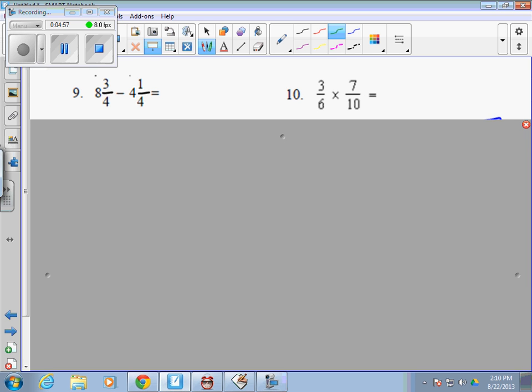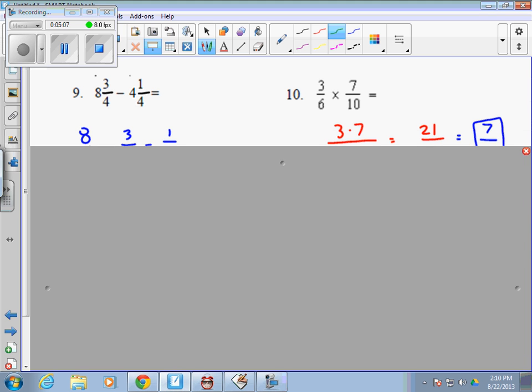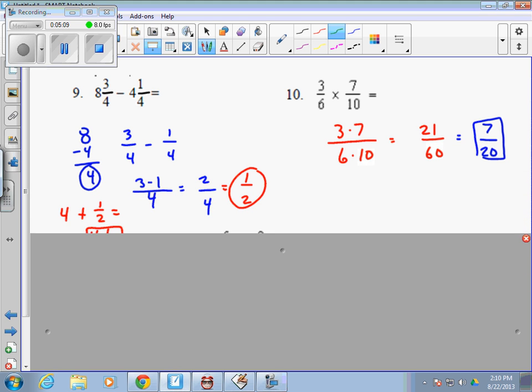Number 9 says 8 3/4 minus 4 1/4. There are two different ways you can do this. The easiest way for you to do it, however, is to take it as two separate problems. And what I mean by two separate problems, you can see, take the whole numbers out first. 8 minus 4, and that's what we have here, and that's why I circled it for us. 8 minus 4, we get the number 4.